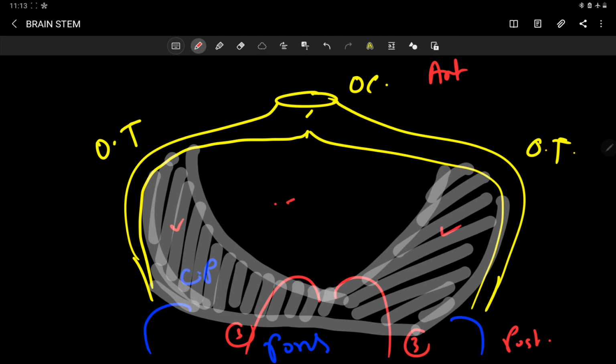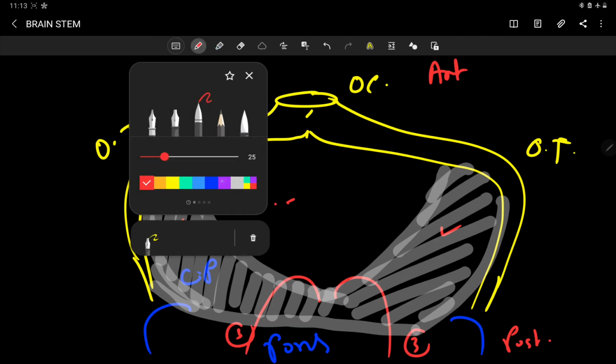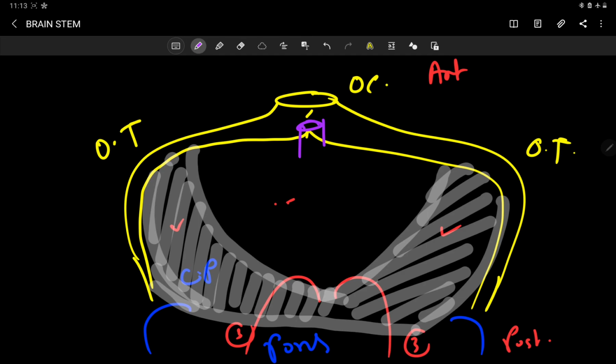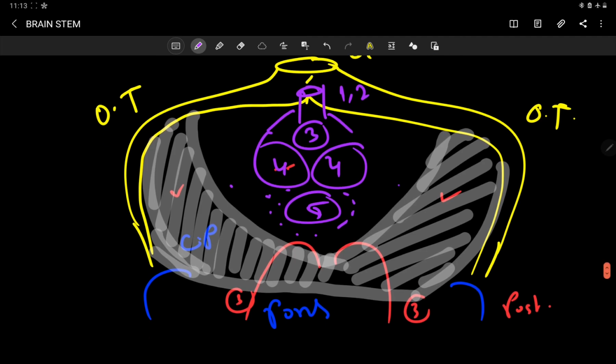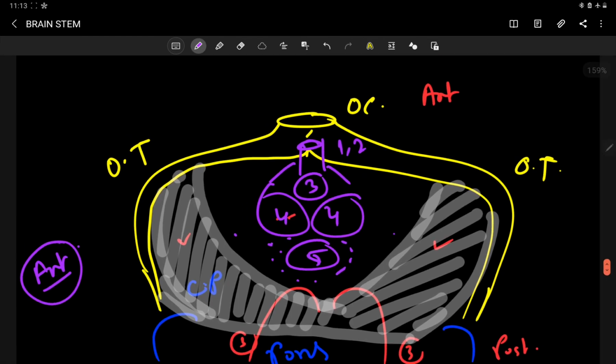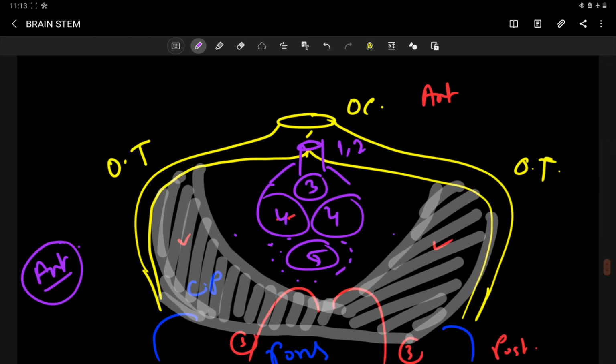Now the contents of the interpeduncular fossa. Here you can see the infundibulum and pituitary cut here, and the area just behind this is tuber cinereum. You can see the mammillary body, and the posterior perforated substance. These are the contents of your interpeduncular fossa in ventral view or anterior view. Alright, so now one important thing which I want to add here.